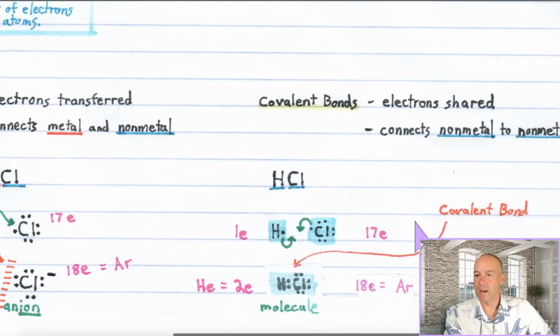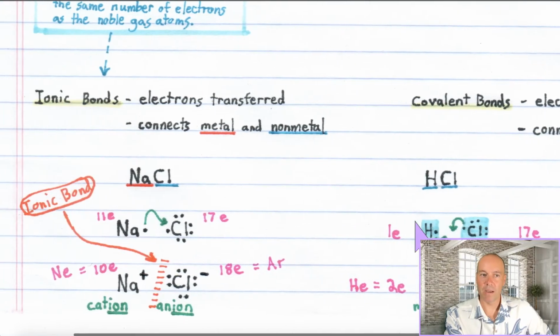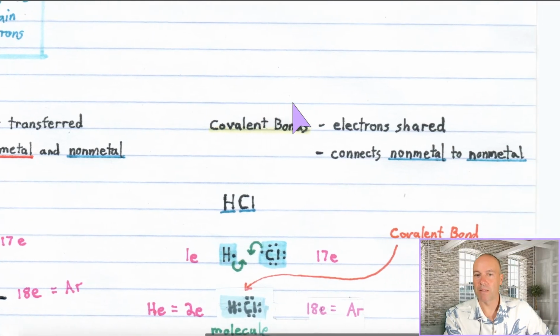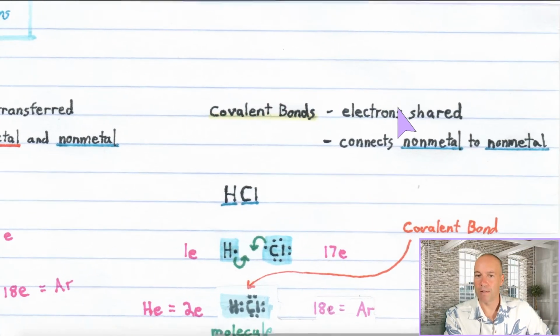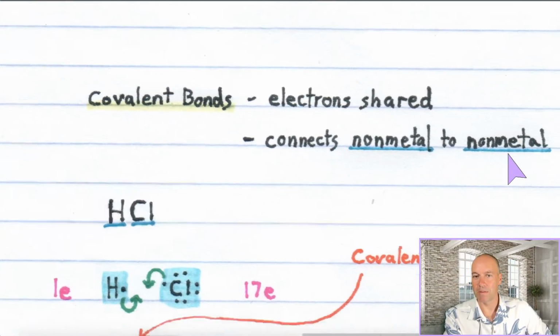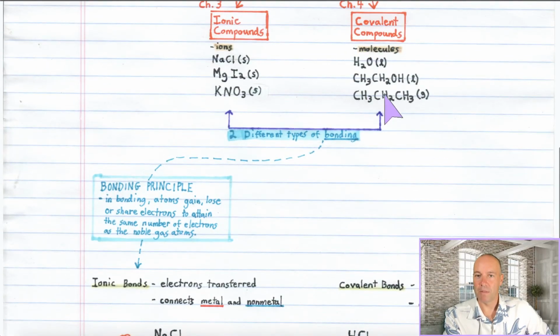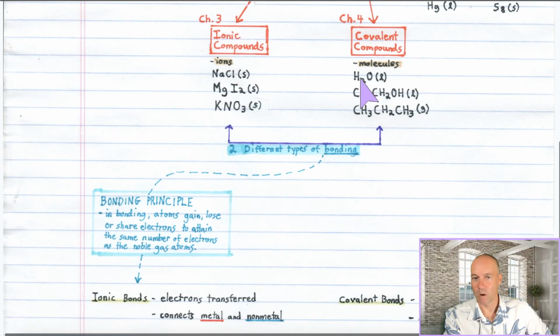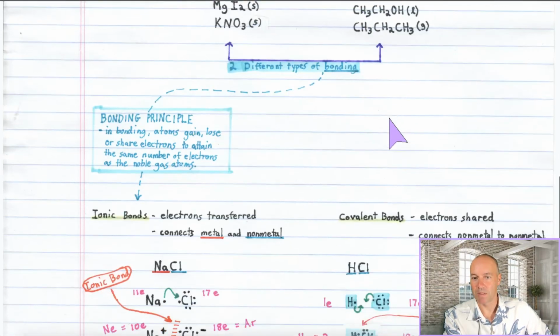So here's what covalent compounds do. So ionic compounds, electrons are transferred, resulting in ions. Covalent compounds, electrons are shared. And covalent compounds connect nonmetals to other nonmetals. I'll remind you, all of these formulas for the covalent compounds, you see just nonmetals in here. Okay, water, ethanol, propane, these are all just nonmetals in these substances.